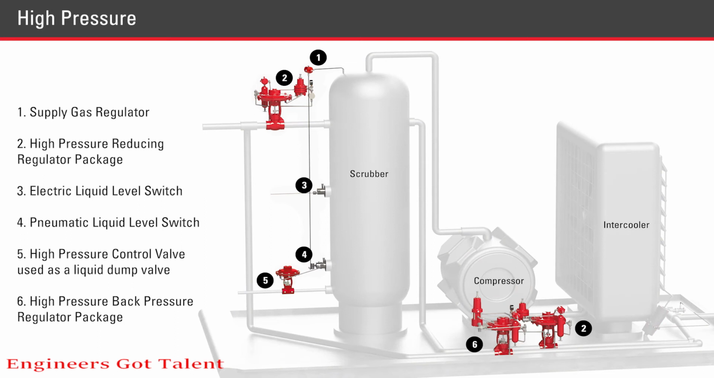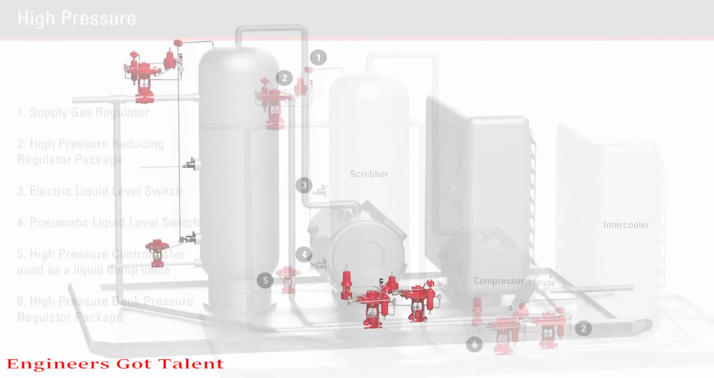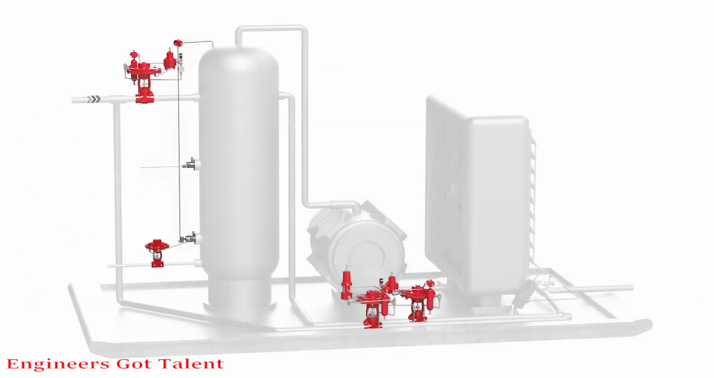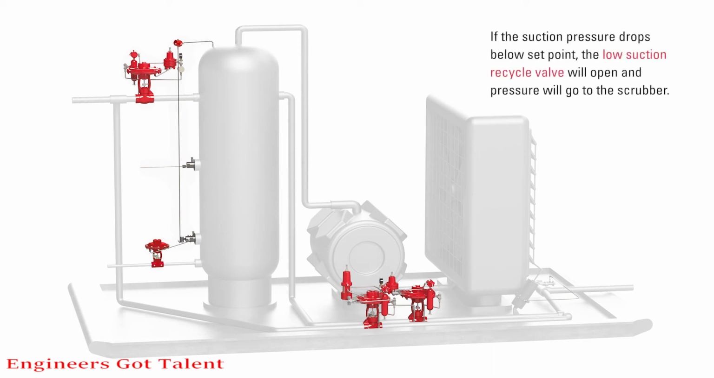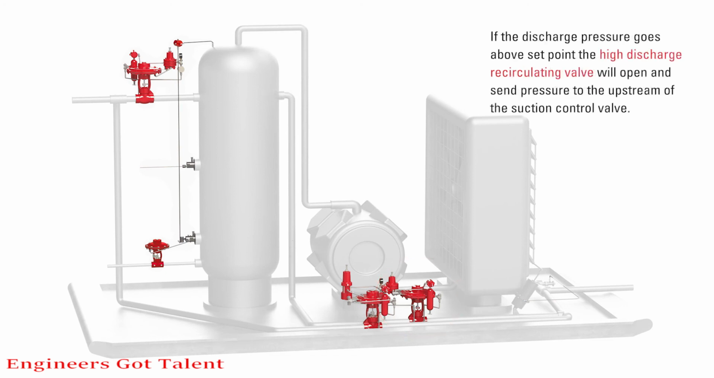You will need to know the basic flow and connections of a compressor when talking with a customer. Gas flow comes in through the suction control valve and into the scrubber. From the scrubber, it goes to the compressor, then through the cooling fan and out the discharge. If the suction pressure drops below set point, the low suction recycle valve will open and pressure will go to the scrubber. If the discharge pressure goes above set point, the high discharge recirculating valve will open and send pressure to the upstream of the suction control valve.